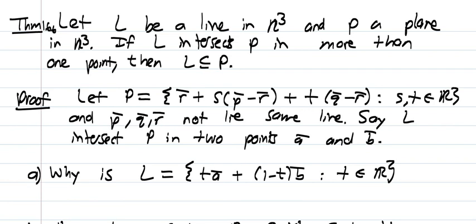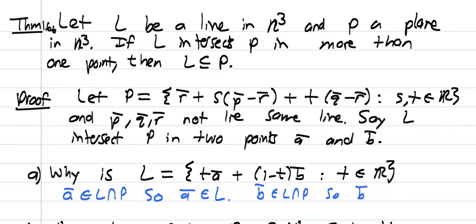All right. Firstly, A is sitting in L intersect P because the line and the plane intersect in points. One of the points is A. Also, because A is sitting in L intersect P, A must be an element of the line, because if it's sitting in both the line and the plane, it must be sitting on the line. Likewise, B is sitting in the line intersect the plane, so B is sitting in the line.